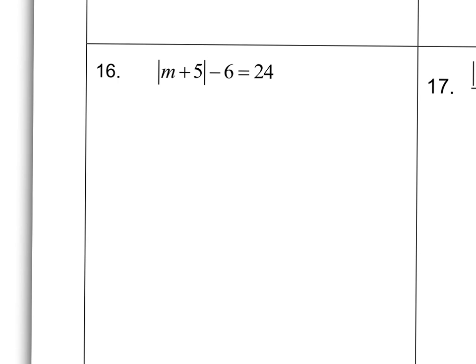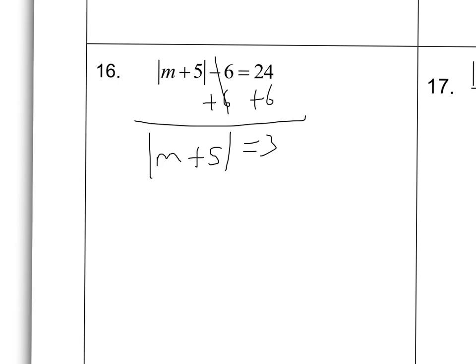And again, pause the video if you need to go back and look at anything or let kids catch up. That's fine. So we need to get rid of this negative 6, it looks like, on this problem. So to undo subtraction, we are going to add 6 to both sides. That's going to cancel out and leave me with the absolute value of m plus 5 equals 30. We've now isolated the absolute value. It's by itself completely on the left side. So let's write out our two equations. We have m plus 5 equals 30 and m plus 5 equals negative 30.